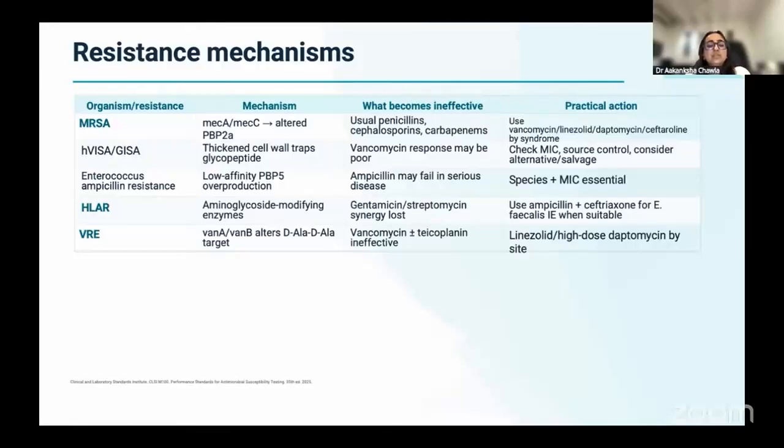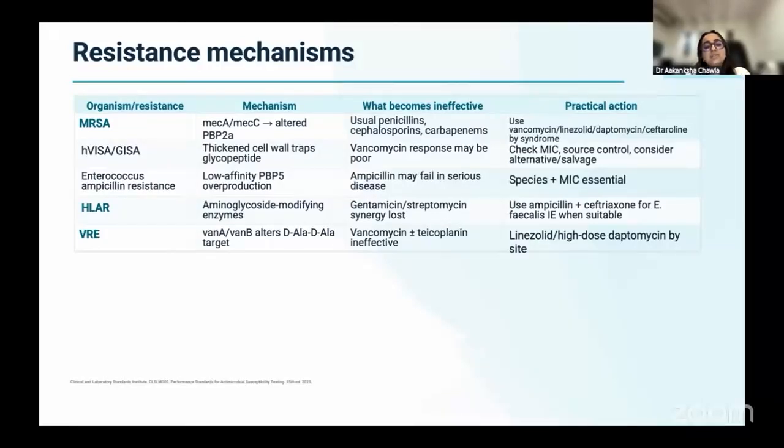Then Enterococcus can have ampicillin resistance because of low affinity for penicillin binding protein 5. So there is overproduction, and ampicillin may fail in serious disease. Again, you have to look at the species and the MICs to decide about the treatment for this Enterococcus. Then there is high level aminoglycoside resistance, which occurs because of aminoglycoside modifying enzymes. So for drugs like gentamicin and streptomycin, the synergy gets lost. So in patients with E. faecalis infective endocarditis, you can use ampicillin and ceftriaxone.